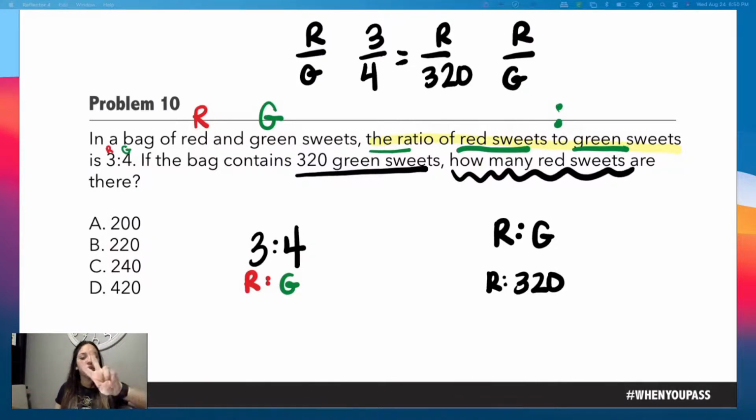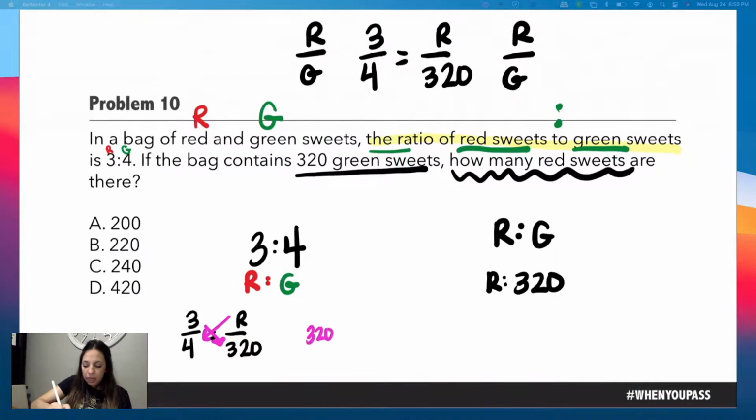Now from here, I have two different ways I can solve it. I can cross multiply, so I'm going to solve it both ways. So down here, I can cross multiply and do 320 times 3 equals 4R. So 320 times 3 equals 4 times R. 320 times 3 equals 960. Equals 4R. Divide both sides by 4, and I get R equals 240.